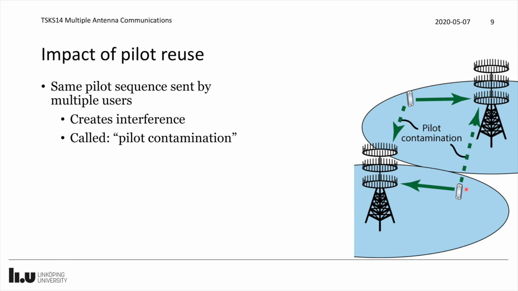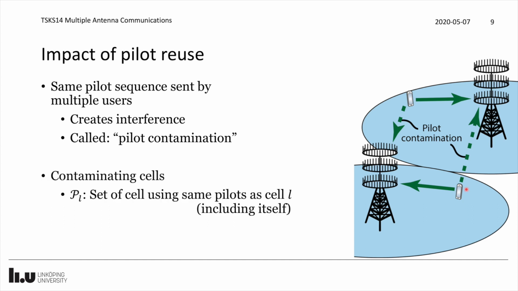And this will create additional interference, which we will see later on. But in order to model this properly and analyze it, we need to figure out which of the cells are contaminating each other's pilot transmissions. We say that the set P_l is the set of cells using the same pilot as cell number l, including this cell itself. So if we had a pilot reuse factor of 1, then P_l contains all of the cells in the whole network. If we have a reuse factor of 3, and cell l is yellow, well then P_l contains all of the yellow cells. And then it goes on like that.